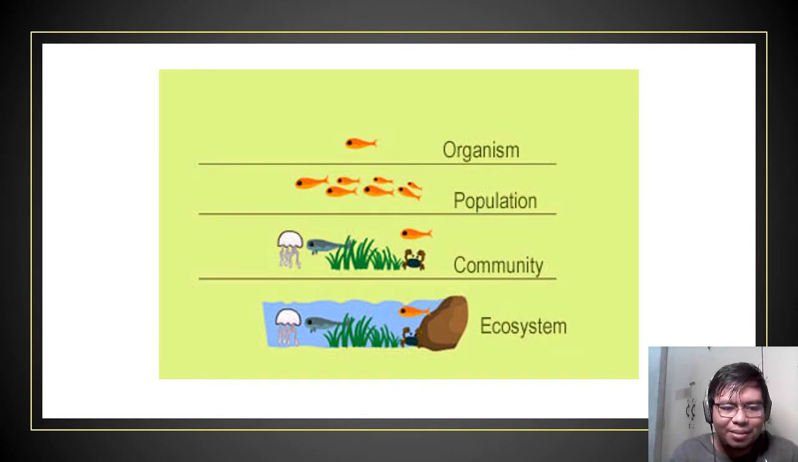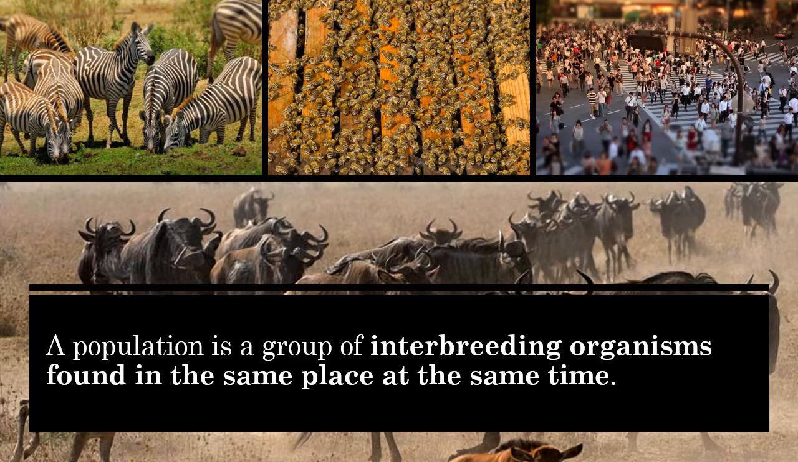Ayan, as I've said a while ago, ecosystem is composed of the biotic and the abiotic component. A community is all the biotic component of an ecosystem. And community is composed of population of different species. Okay? So, now let us define what is a population. A population is a group of interbreeding organisms found in the same place and at the same time.